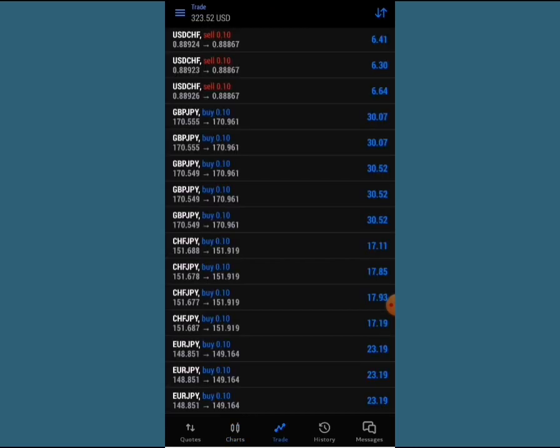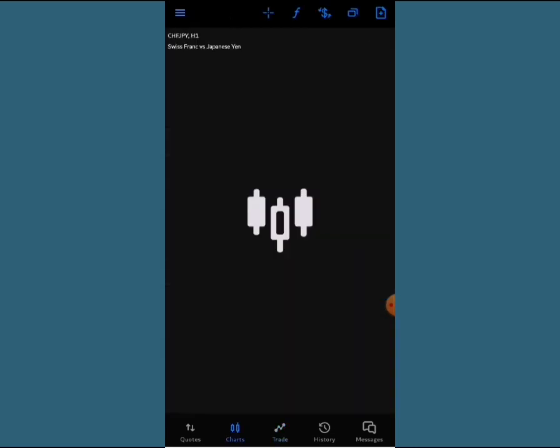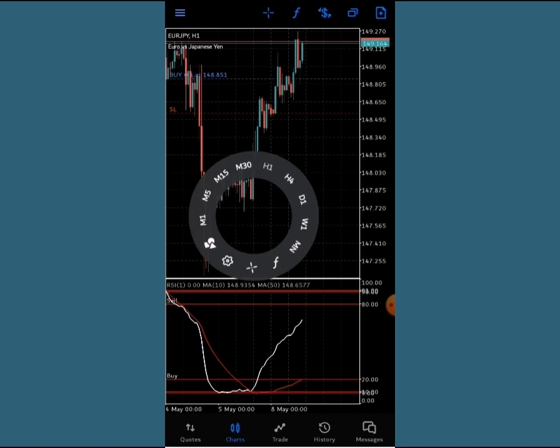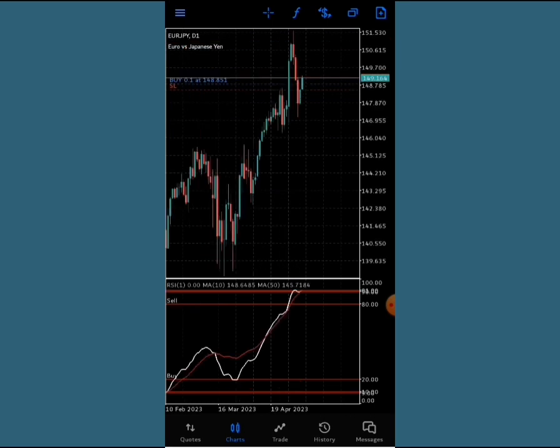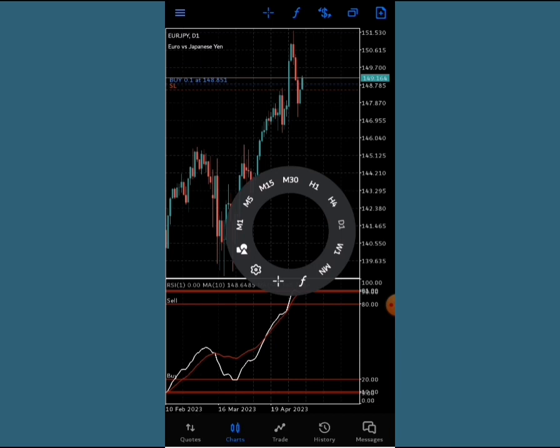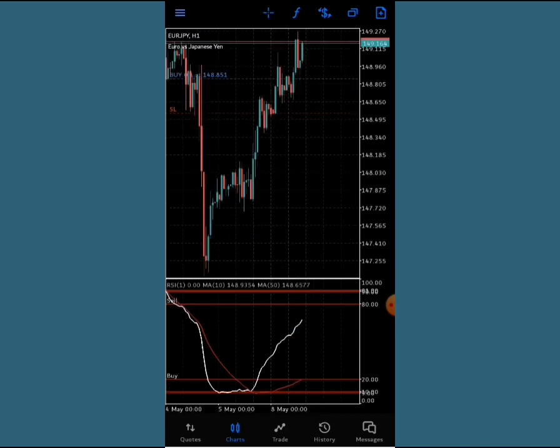It was that CHFJPY. Let's go to EuroJPY. You start on the daily, it's an uptrend. I did what? I bought, because on an uptrend on the daily, you are looking to buy. Okay, let's break it down. Let me show you this. Remember the liquidity gap idea.